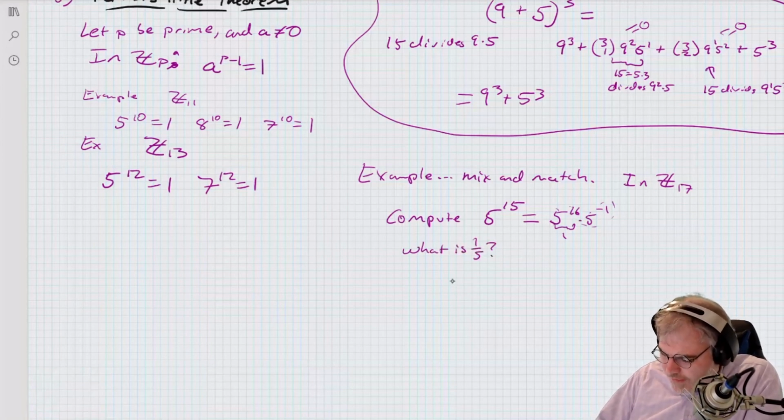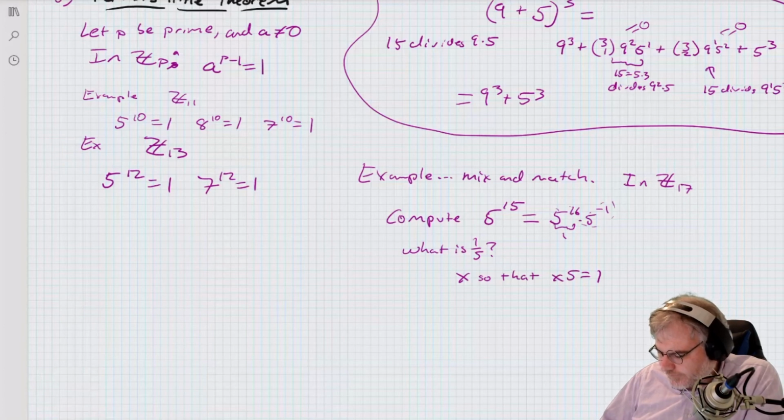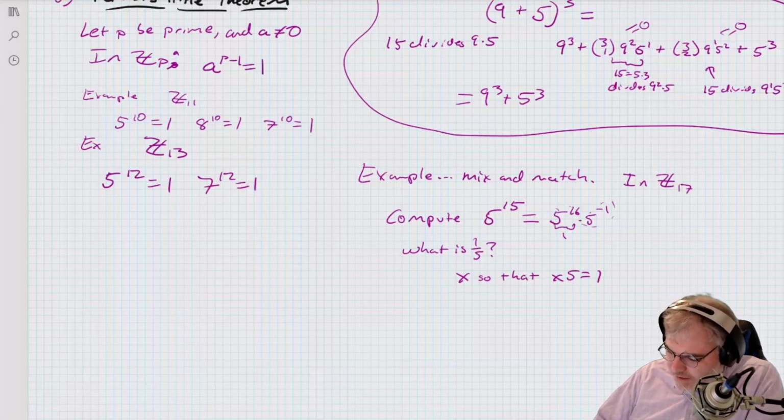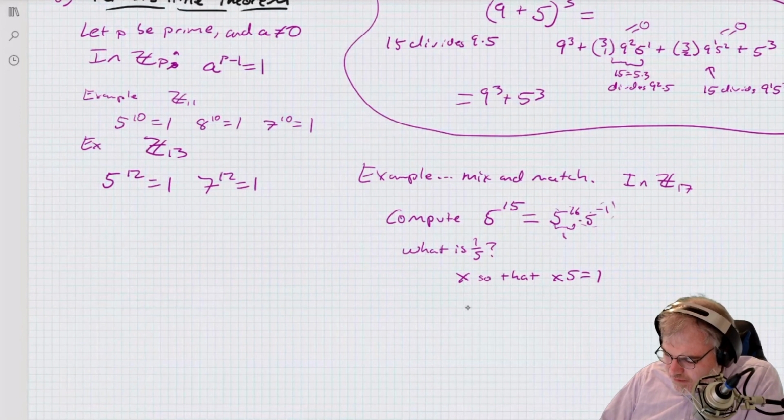Okay, well, 1/5 is x, so that x times 5 equals 1. Okay, so what am I going to do here? Well, 2 times 5 is 10. That ain't going to do it. What about 3? So let's see. 3 times 5 equals 15. Not there yet. But 15 is negative 2 mod 17. That's not going to help.